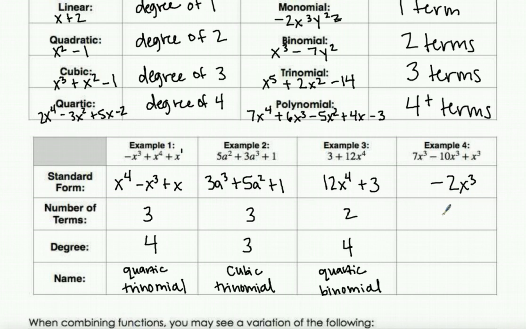So with my negative 2x to the 3rd, now in standard form, my number of terms would only be 1 because there's only one piece there. And my degree would be 3 because that's my highest exponent. To name this, this would be a cubic because it's got a degree of 3, monomial because it only has one term.